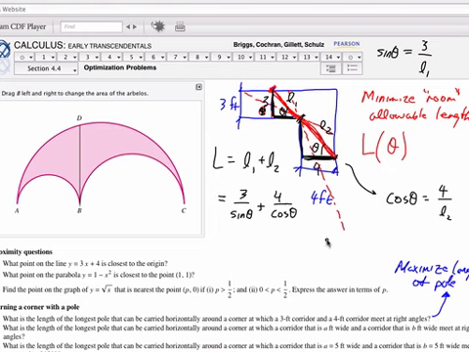Did I lose you? What was our goal? Our goal was to get this total length right here in terms of whatever angle the pole is at when it touches the corner. All right, what's this 3 over sine theta the same as? That's 3 cosecant theta. We're actually going to get to use our mastery rules here. So the length of the pole as a function of theta is 3 cosecant plus 4 secant.